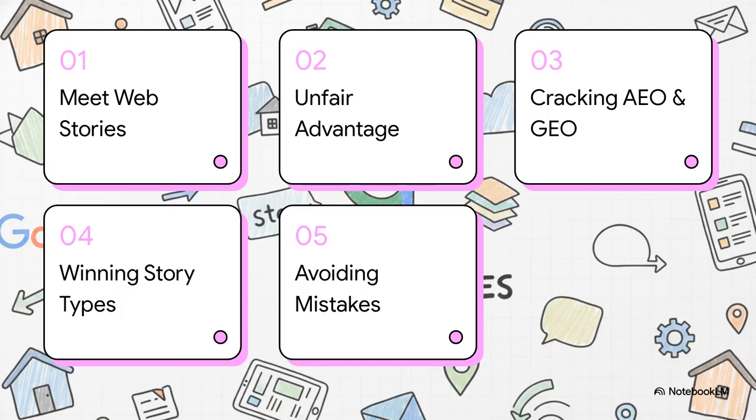Here's our quick playbook for today's explainer. First, we'll meet Google Web Stories. Two, we'll cover your unfair realtor advantage. Three, we're cracking AEO and GEO. Four, we'll go over four winning story types. And finally, number five, avoiding common mistakes.